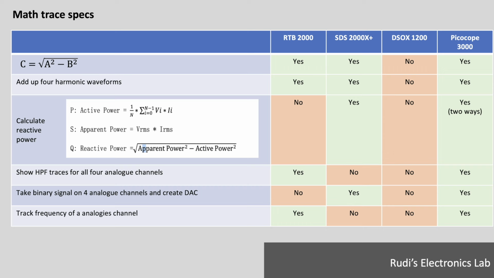If we, for example, would take 4 analog channels and we would like to create a little digital to analog converter, so we take one value times 1, another value times 2, another value times 4, another value times 8, and then create an output value. The Siglent can do that, but the RTB cannot. We don't have enough channels to do it. PicoScope can also do it.